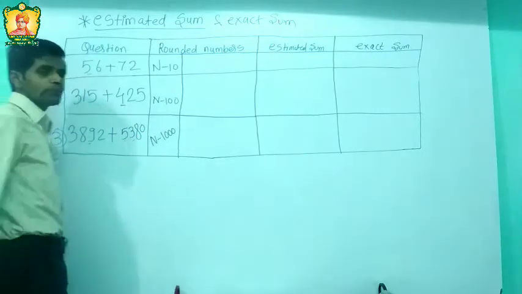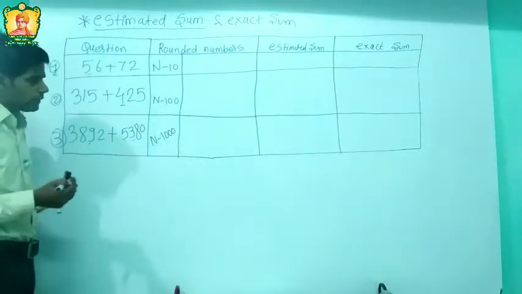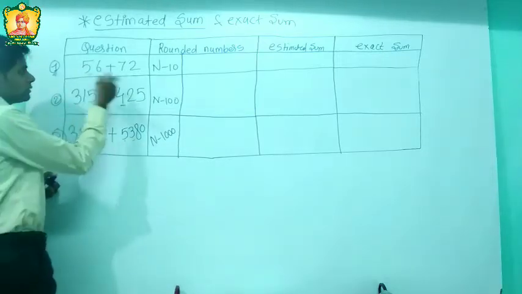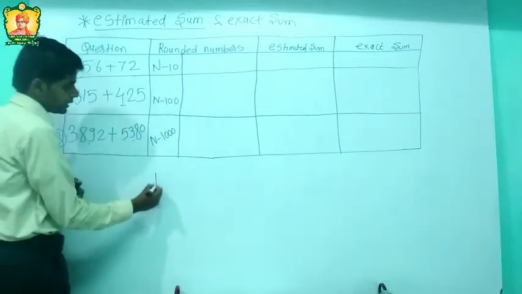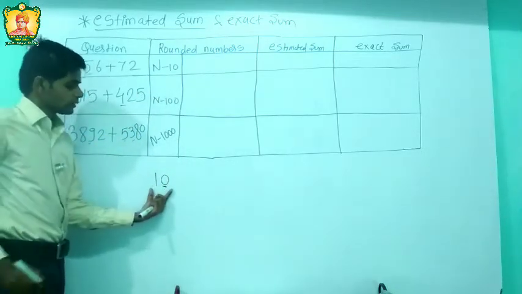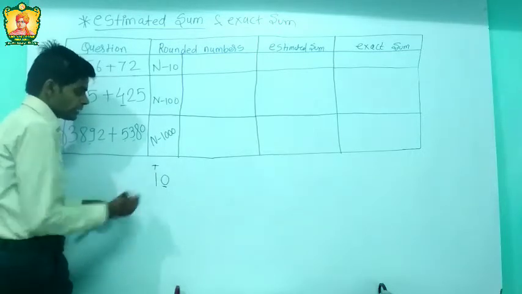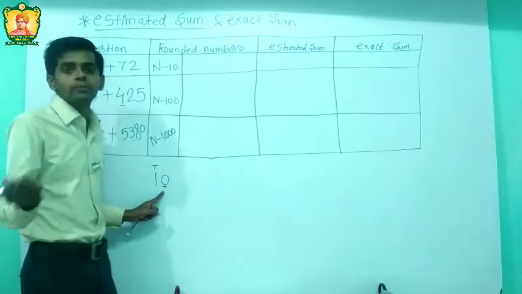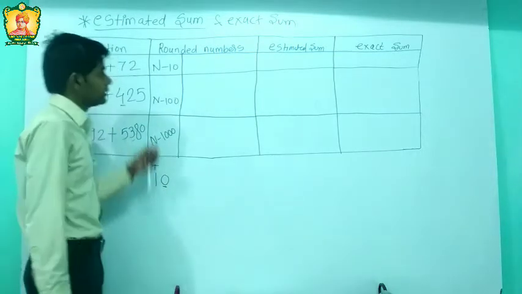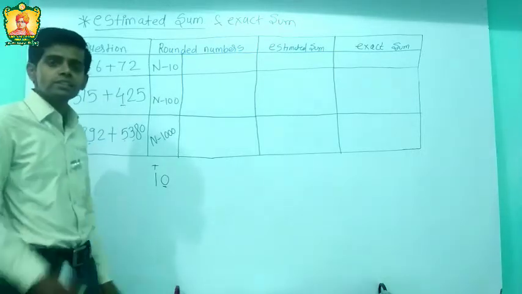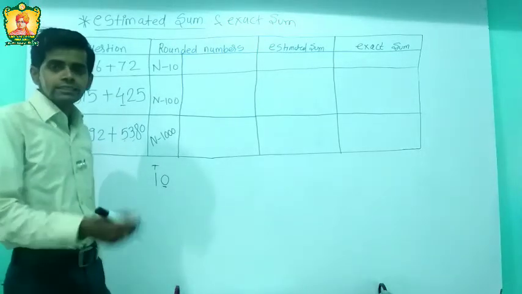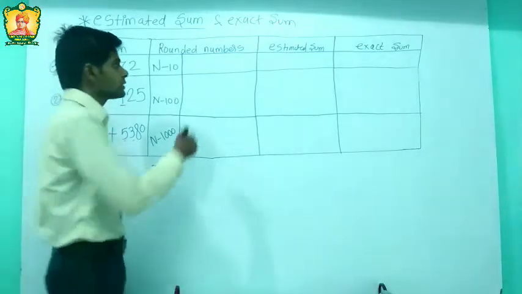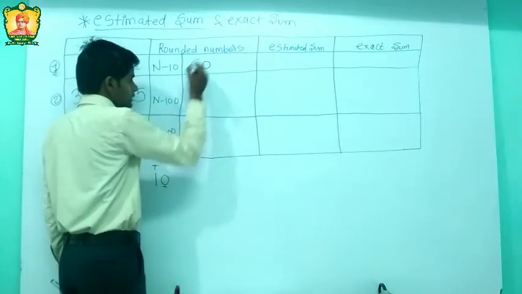Now look here, it is your 56. We will round up the 56. We know that we are finding the nearest 10, so which is the 10th place? This is your 10th place. We have to observe the digit after the 10th place. If it is 5 or more than 5, then it is rounded up. Here there is 6. Now 56 is between 50 and 60, but 56 is close to 60, and that's why 56 will be rounded up. 56 rounded up becomes 60.